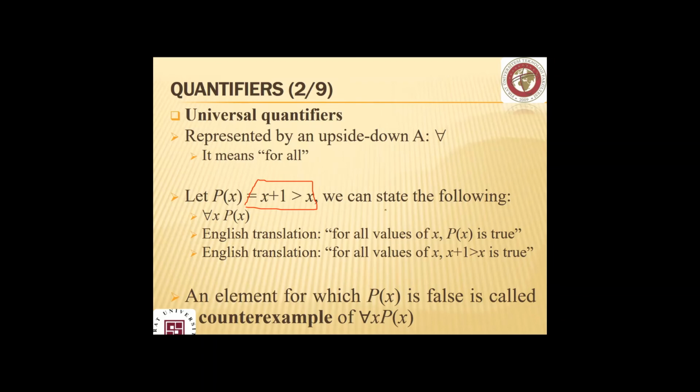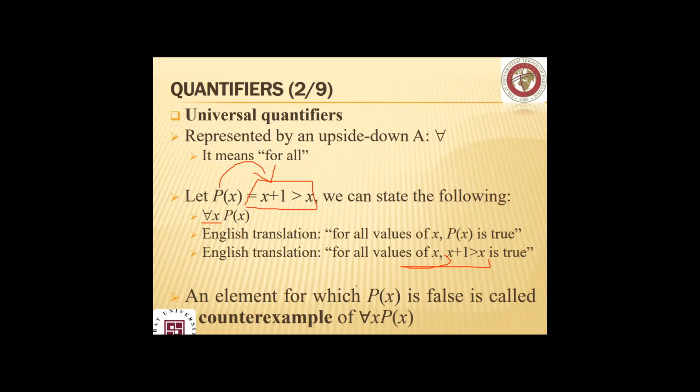Now, what are the assigned values of x? Well, if I say for all values of x, how do we translate it in English? We have two common ways to do that. For all values of x, P(x) is true, or the predicate P(x) is true. Or if you want, you can ignore P(x) and replace it by its own realization: for all values of x, x plus 1 is greater than x is true. And this is true in this case, always, yes. Of course, we are considering real numbers or maybe integer numbers.